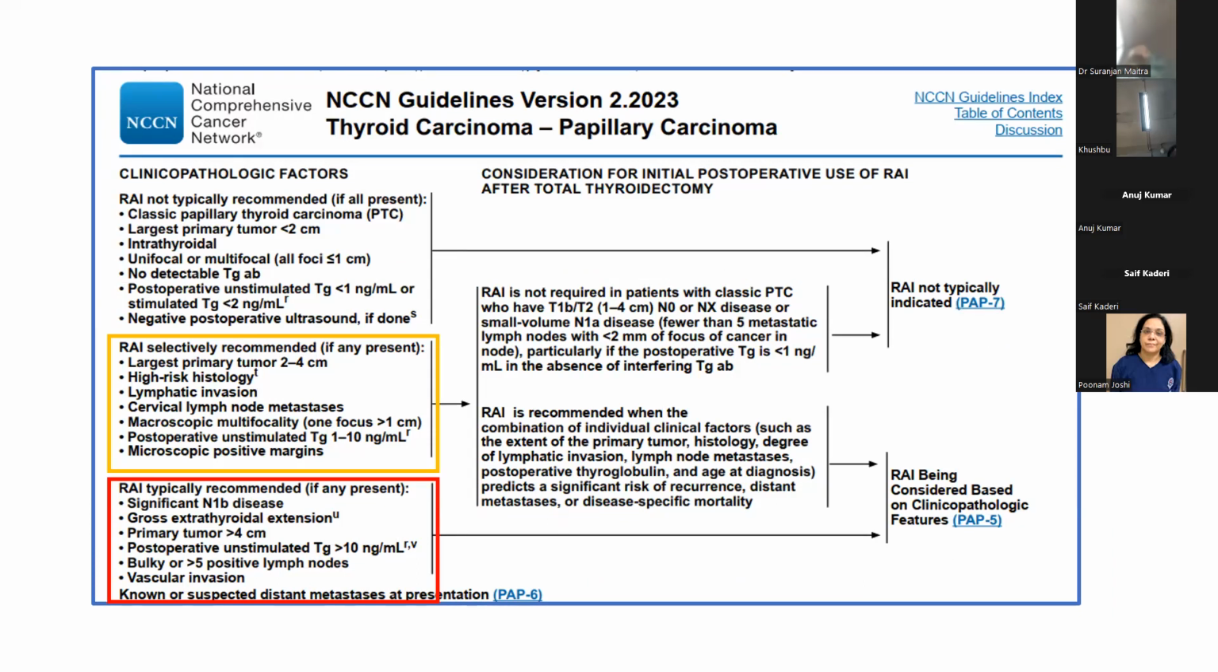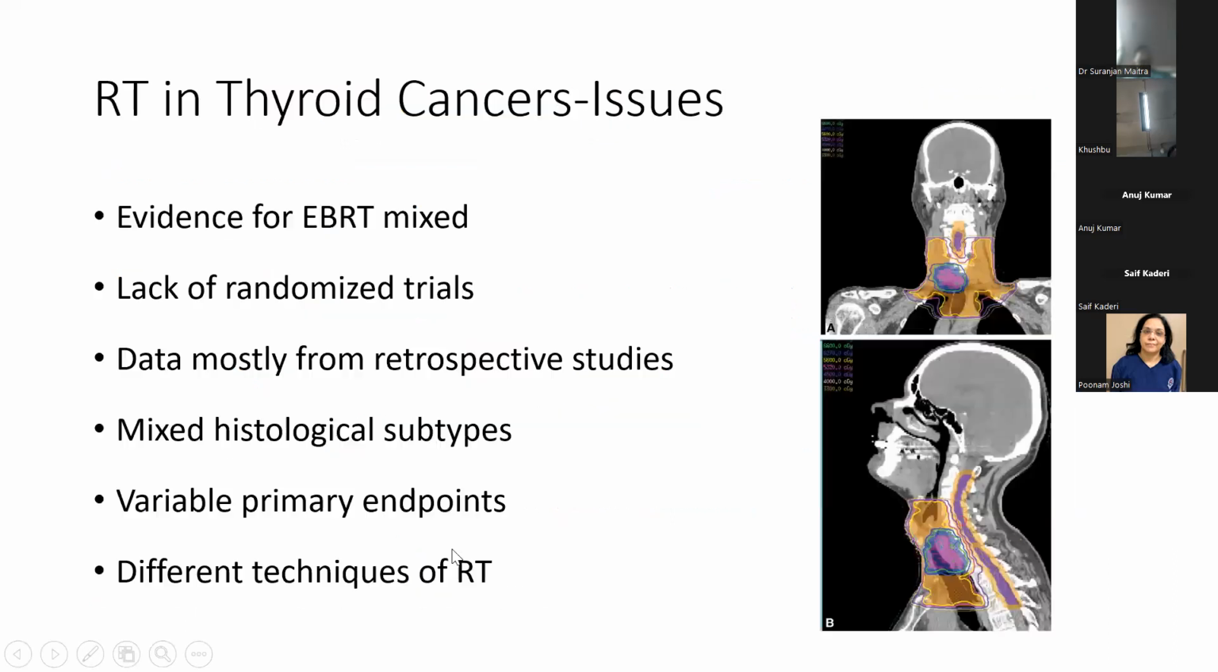That is significant N1B disease, gross extrathyroidal extension, tumor more than 4 centimeter, post-operative thyroglobulin more than 10 nanogram per ml, bulky or positive lymph nodes more than 5, vascular invasion, and known or suspected distant metastasis at presentation.